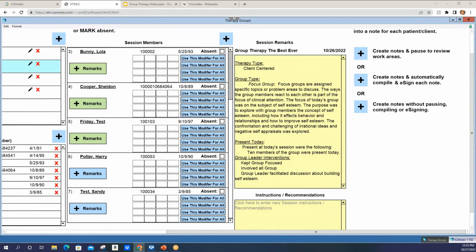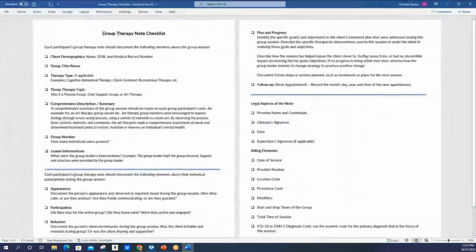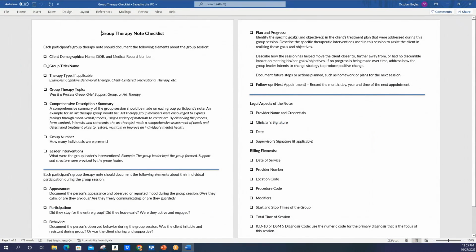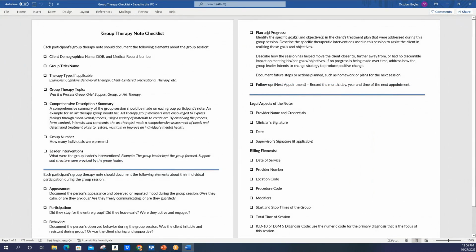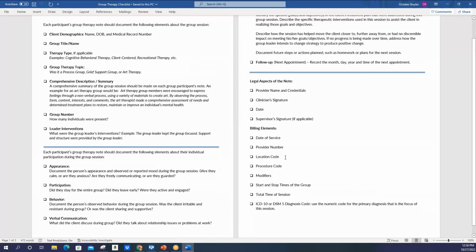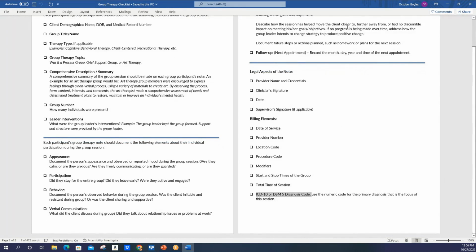And so I'm going to grab that checklist so I can show it to everybody, so you can see what you're getting here. It is in PDF format. I'm going to be showing you in Word format, but PDF is always a little bit prettier. And so this is that group therapy checklist. So you can literally go through client demographics, group title name, therapy type, group therapy topic, comprehensive descriptive summary, group number, leader, appearance, participation, behavior, verbal communication, plan and progress, and then follow up. Follow up's really important as well. We kind of dipped down onto that. And then also the legal aspects of the note: your name, your credentials, your signature, your date, supervisor signature, and the billing elements: the date of service, the provider number, the location, procedure code, modifiers if you need them, most importantly, start and stop times of the groups, and then ICD-10 diagnosis code along with the CPT code.